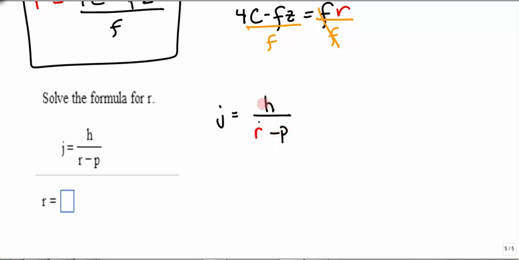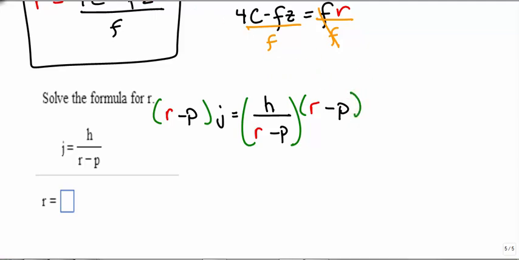So one thing I could do is clear the fraction like we usually do. And again, there's several different ways to work these problems. There's not just a single way, so if you're doing it differently, that's fine. But I'm going to go ahead and multiply both sides through by r minus p. The reason we're doing the r minus p is that it clears this fraction, because r minus p over r minus p is 1. 1 times h is h on the right.